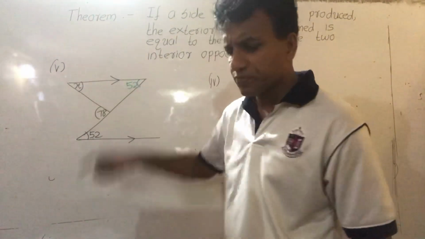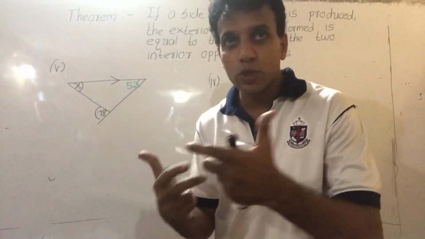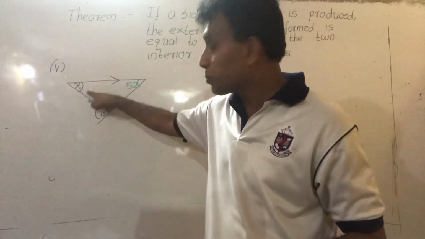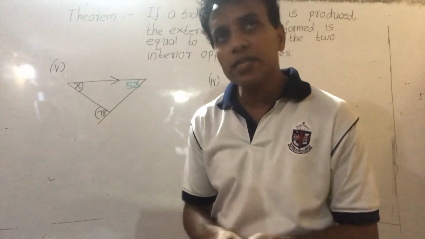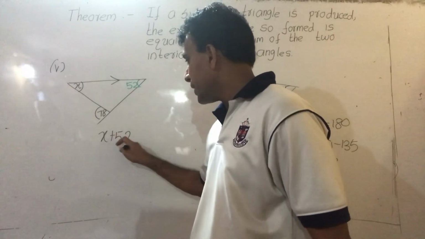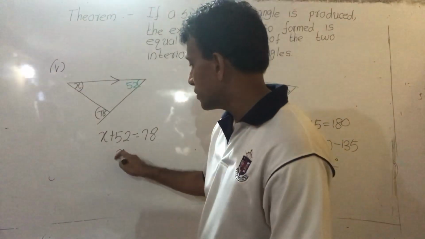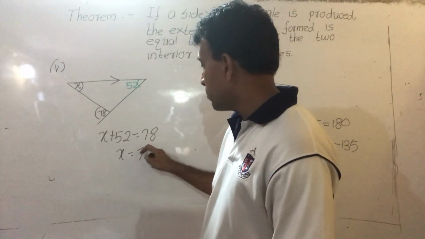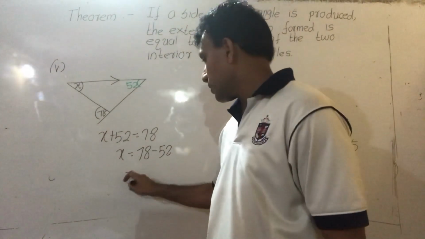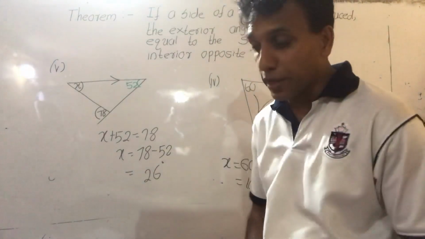Now take this triangle. If you are confused, I am raising this. I am explaining the method through this YouTube channel. So the exterior angle 78 equals x plus 52. So x plus 52 is 78. Find the x answer: 78 minus 52, subtract. So what is that? 26 degrees is the x value.